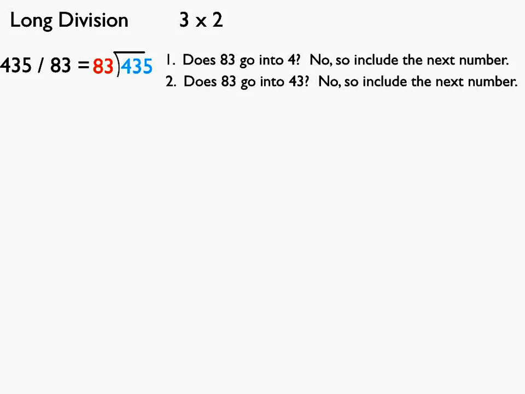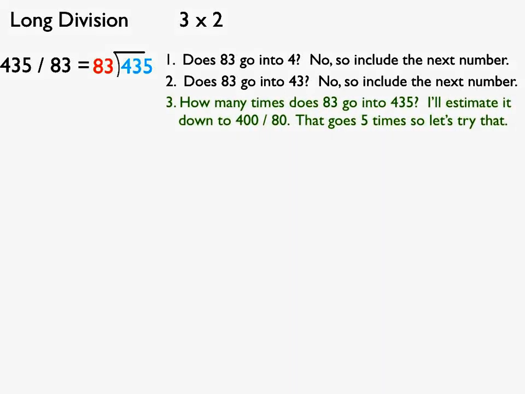So does 83 go into 4? No. So I need to include the next number. Does 83 go into 43? No again. So again, I need to include the next number. So now we need to think, okay, how many times does 83 go into 435? I'll estimate that down to 400 divided by 80. That would be 5, so let's go ahead and try that.